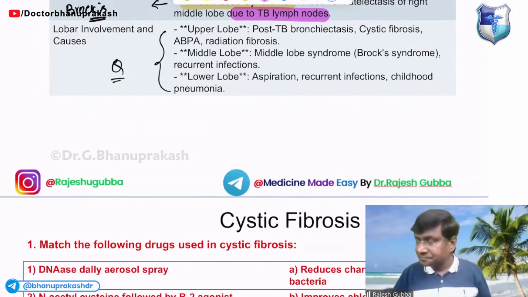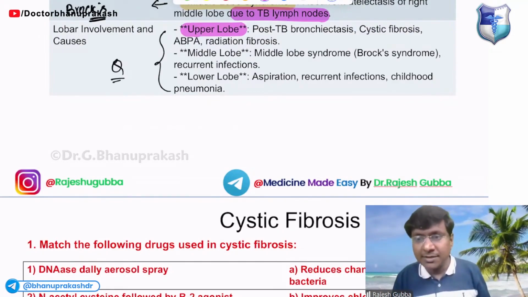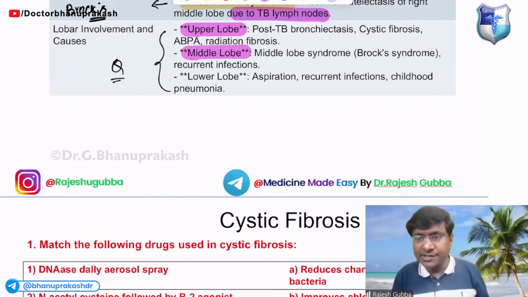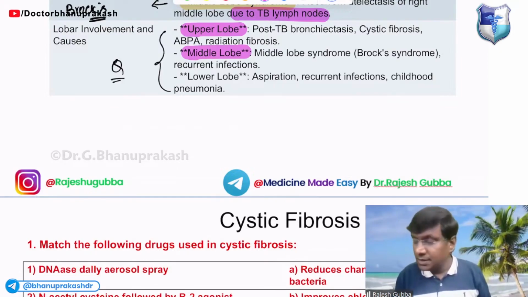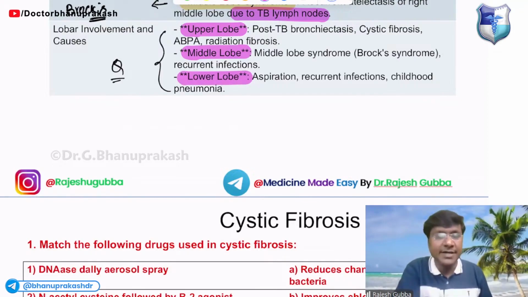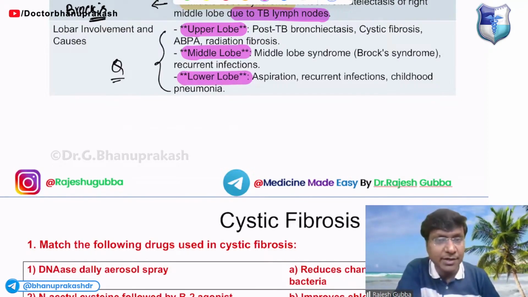Right. So upper lobe involvement is observed in post-tubercular bronchiectasis, cystic fibrosis, allergic bronchopulmonary aspergillosis, and radiation fibrosis. Middle lobe bronchiectasis is observed in Brooks syndrome. Lower lobe bronchiectasis is observed in aspiration as well as recurrent infections. Okay, so this is about the lobar involvement in patients with bronchiectasis.